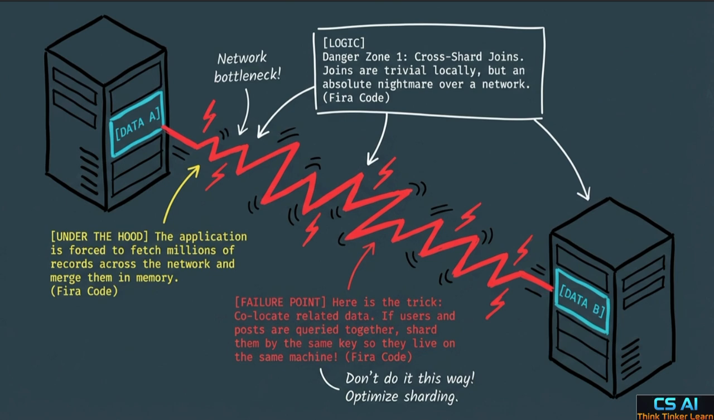From a logic perspective, joins are trivial locally, but an absolute nightmare over a network. This is a classic network bottleneck. Under the hood, the application is forced to fetch millions of records across the network and merge them in memory, which is incredibly inefficient. The failure point offers a crucial trick: co-locate related data. If user and post are queried together, shard them by the same key so they live on the same machine. This avoids cross-shard communication. The advice is clear. Don't do it this way. Optimize sharding to prevent these expensive network operations.